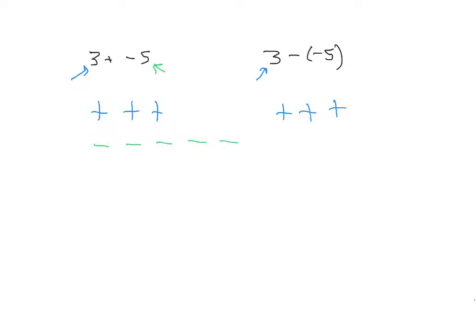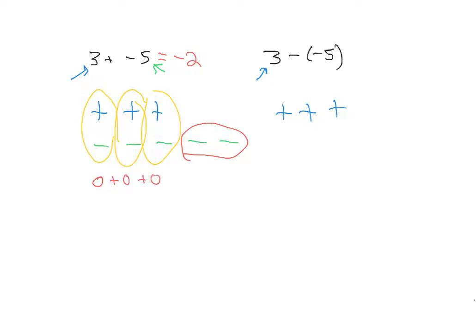And then to find our solution, we are using our 0 pairs. So we're finding where 0 is located. We have 0 here, 0, and 0. So we know that our answer is these ones. So our solution is -2 because we have 2 negatives left. So this is the same thing as saying 0 plus 0 plus 0 plus -2.